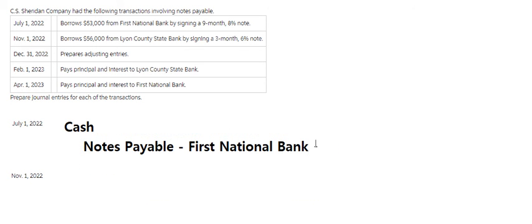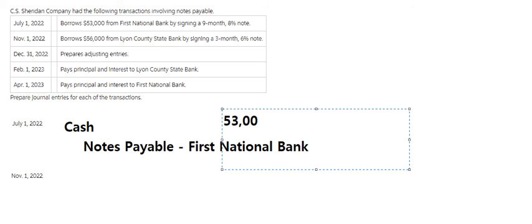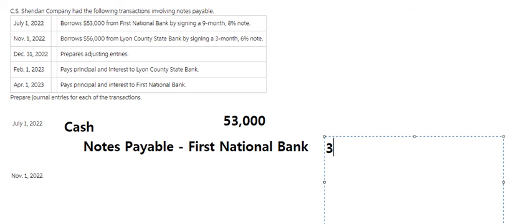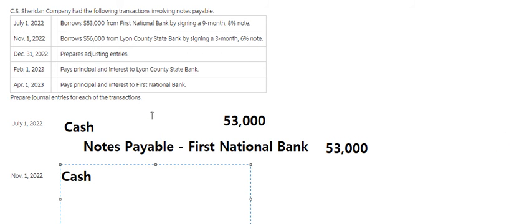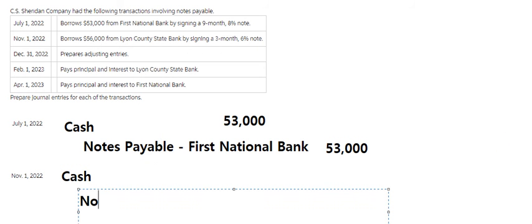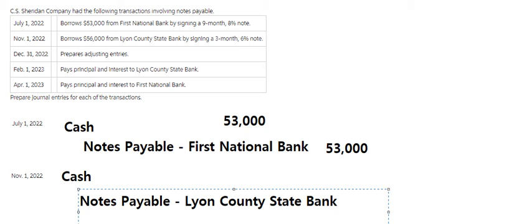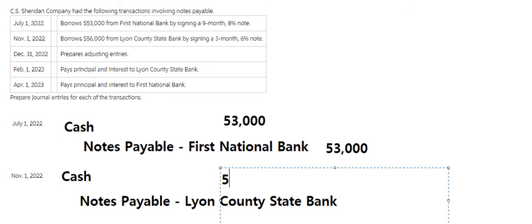So this one we have 53,000. And the second one we have cash and we have notes payable. So we use Leon County State Bank. So we put about 56,000.